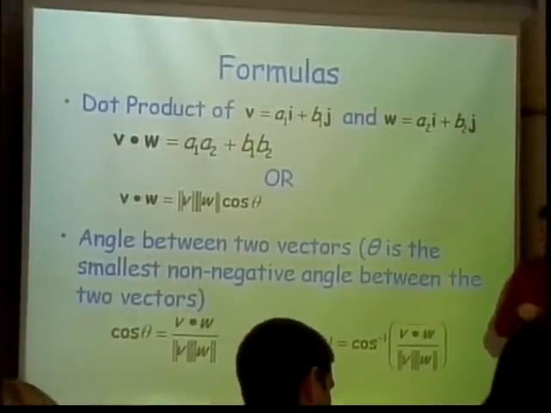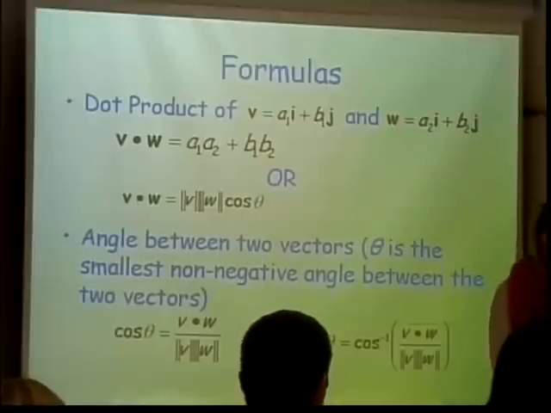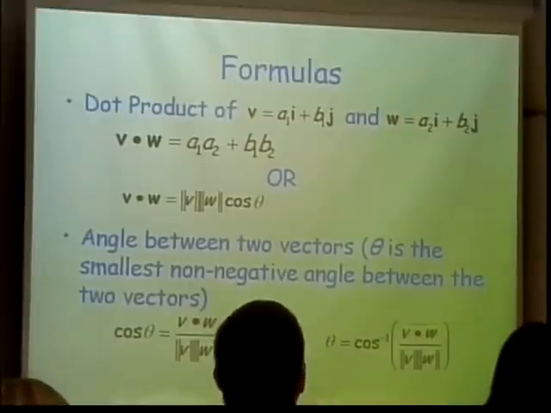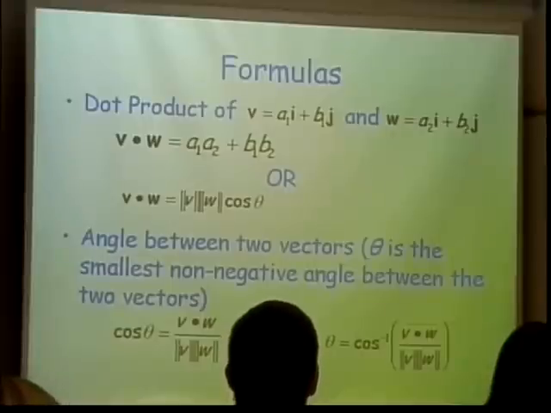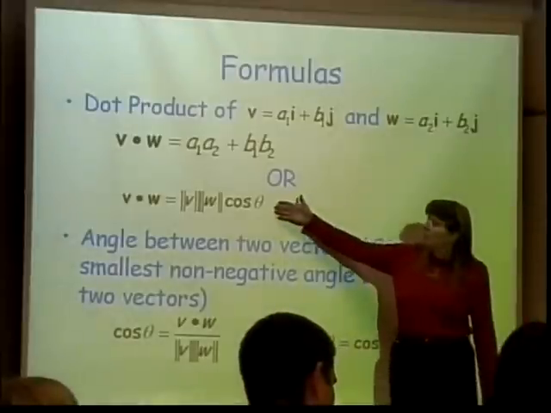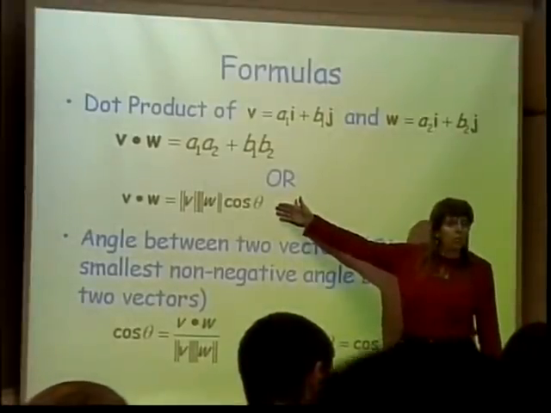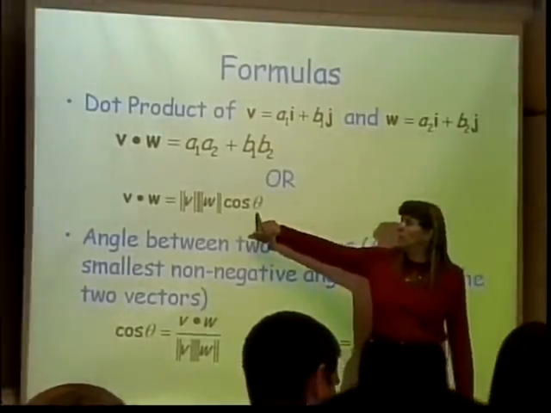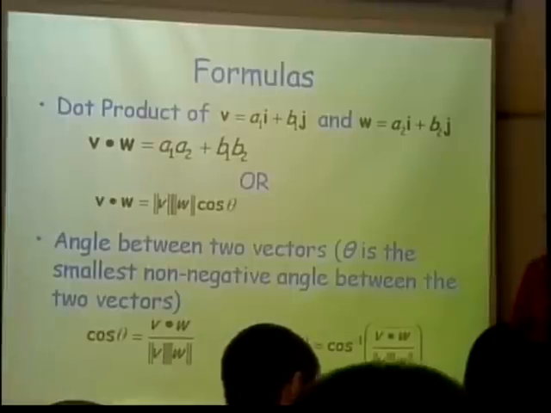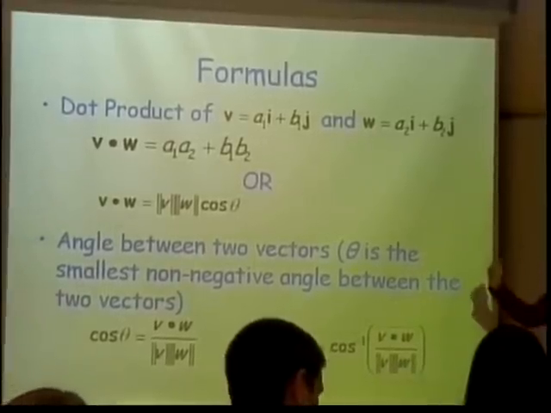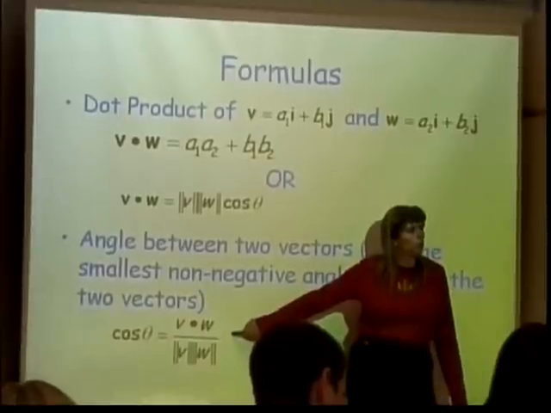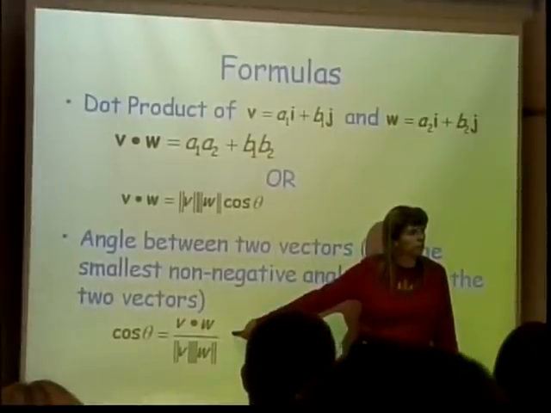Now you might be saying, okay, if there's such a nice, easy formula for dot product, why do we have the other one? Well, as I said, the main use for dot product is to be able to find the angle between two vectors. This other formula connects the angle between the vectors to the dot product. I believe it is this version of the formula that shows up on your final exam.